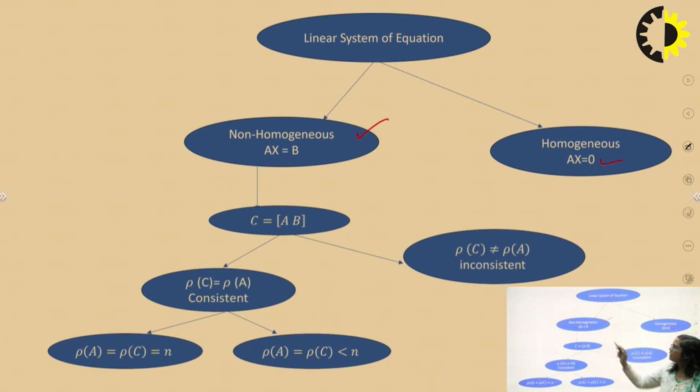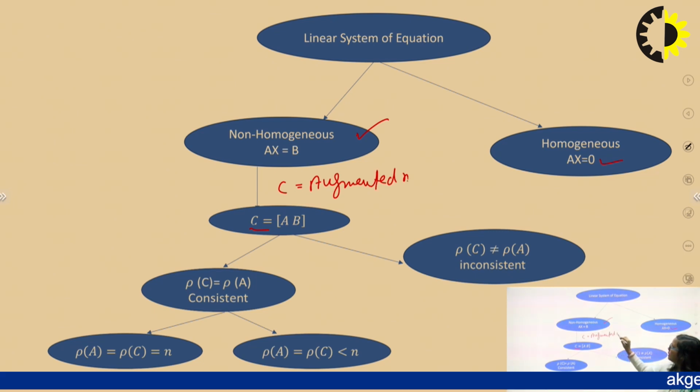So what we do, we first form a matrix C. This matrix C is known as augmented matrix. Now we form this augmented matrix. This is the combination of the coefficient matrix A along with the matrix of constants B. In a single matrix, we arrange all the elements of the coefficient matrix along with the constant matrix B. So we form the augmented matrix over here first.